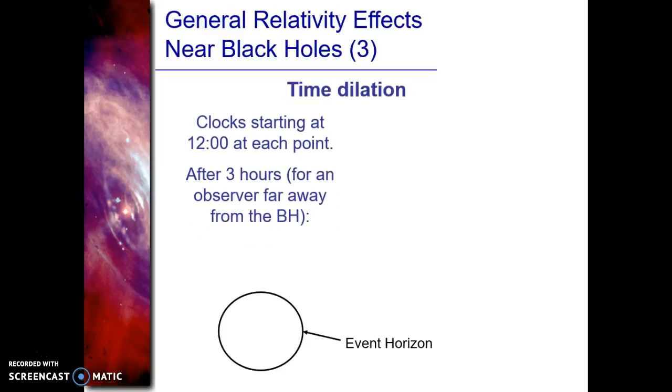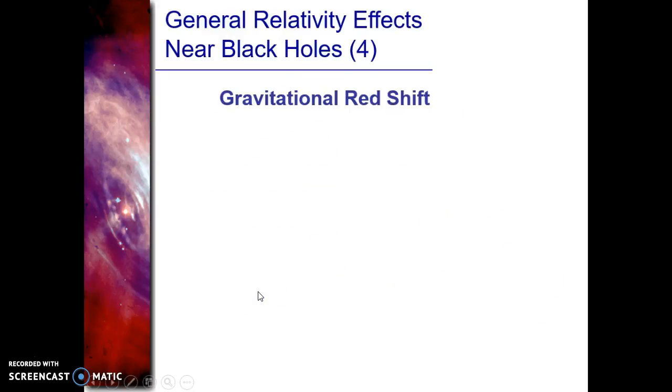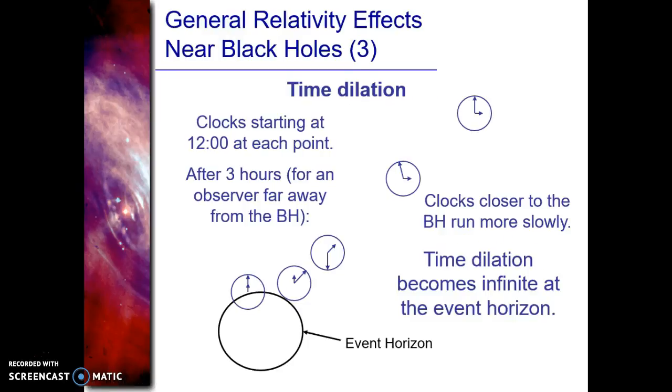Another thing that you'll notice happens is time dilation. As you get closer and closer to a black hole, the clocks run slower. Let's say we start every single one of them at 12 o'clock. After 3 hours, the observer far away will notice that it is now 3 o'clock. Well, guess what happens? If you get closer and closer to the black hole, the clocks will run slower and slower. So after 3 hours, it doesn't look like much time has changed. The time dilation, or the difference in time, becomes infinite. It just pretty much goes away at the event horizon, the boundary of the black hole.